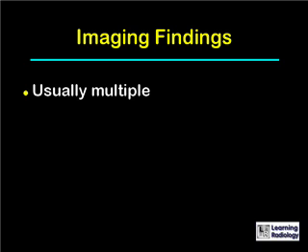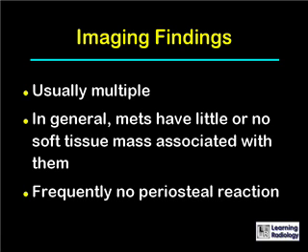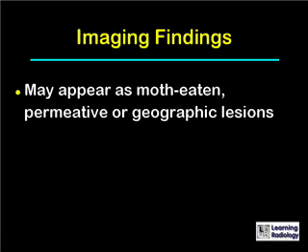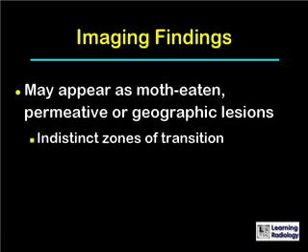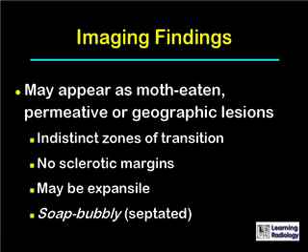Imaging findings in metastatic disease to bone. First, they're usually multiple. In general, metastases have relatively little or no soft tissue mass associated with them. There is very frequently no periosteal reaction until at least they break through the cortex or produce a pathologic fracture. They can appear as moth-eaten, less likely as permeative or geographic lesions. They tend to have indistinct zones of transition between them and the adjoining normal bone. They do not have sclerotic margins.